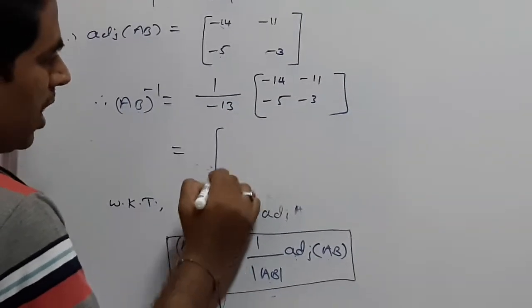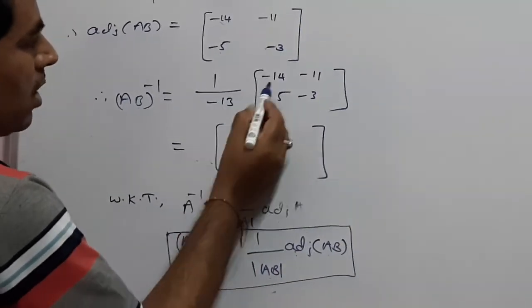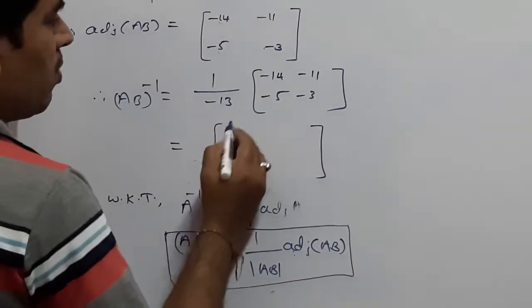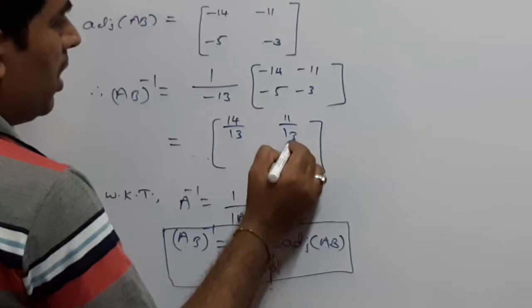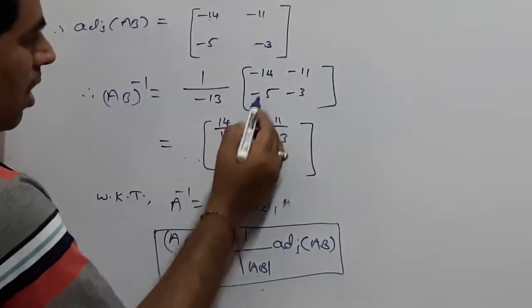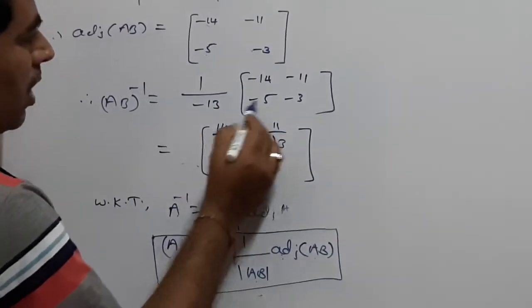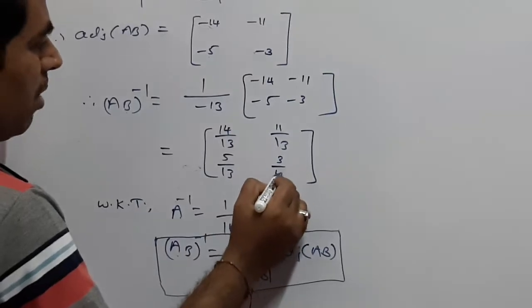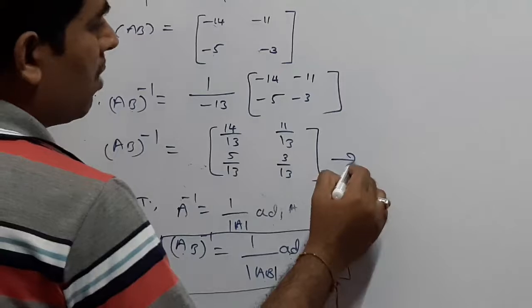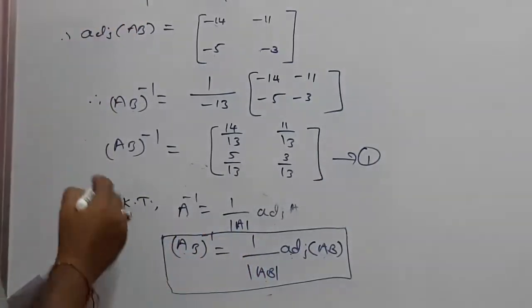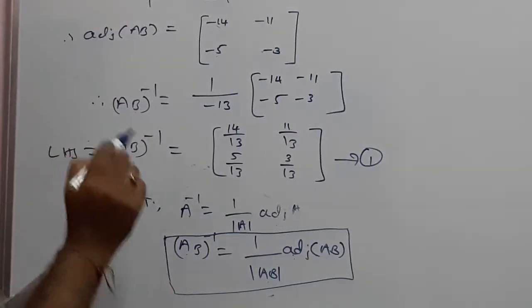If I multiply, minus 1 by 13 into minus 14, that will be 14 by 13. This is 11 by 13, since minus minus cancels. Then this is 5 by 13. Then the minus cancels, and we get 3 by 13. So this is the inverse of AB. Let me call this equation 1. This is our LHS.